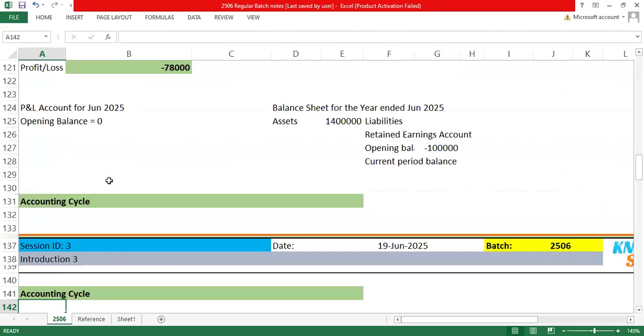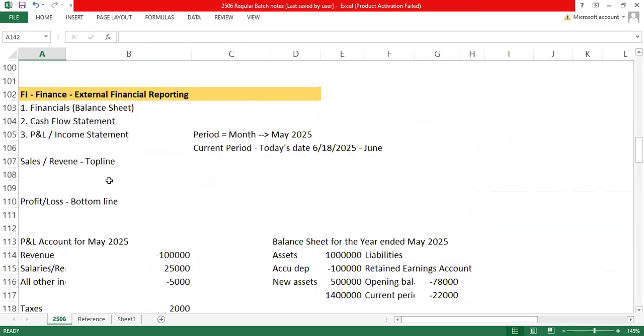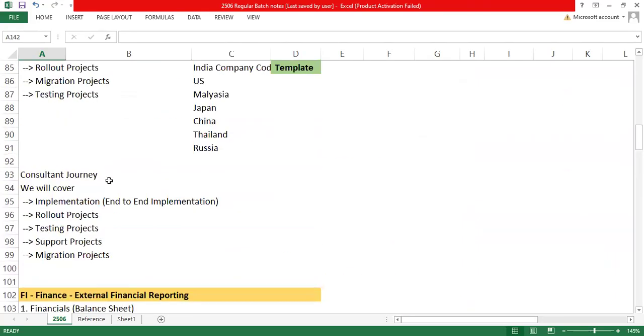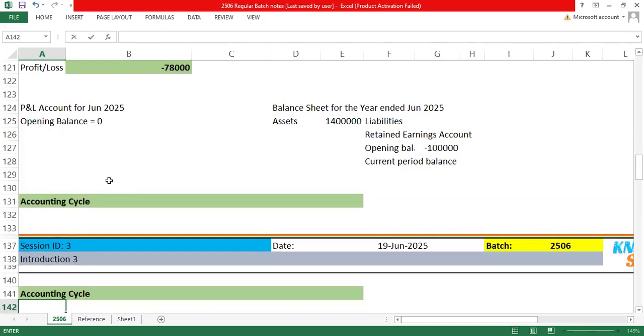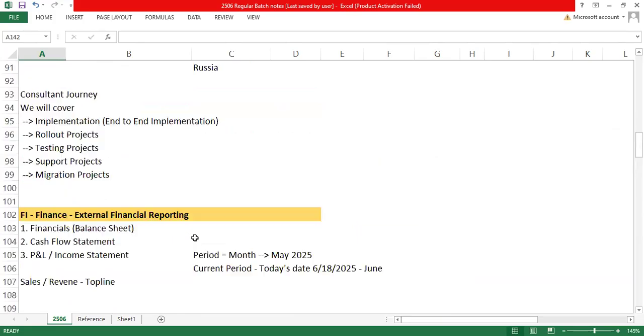So in the previous class, we were discussing the types of projects in SAP implementations. Whenever we talk about types of projects, we understood that there are various projects, just to know what kind of projects we usually come across, something like an implementation project. Whenever an organization starts implementing SAP, we call that an implementation project. It can be an end-to-end implementation. Generally, we call that an end-to-end implementation.